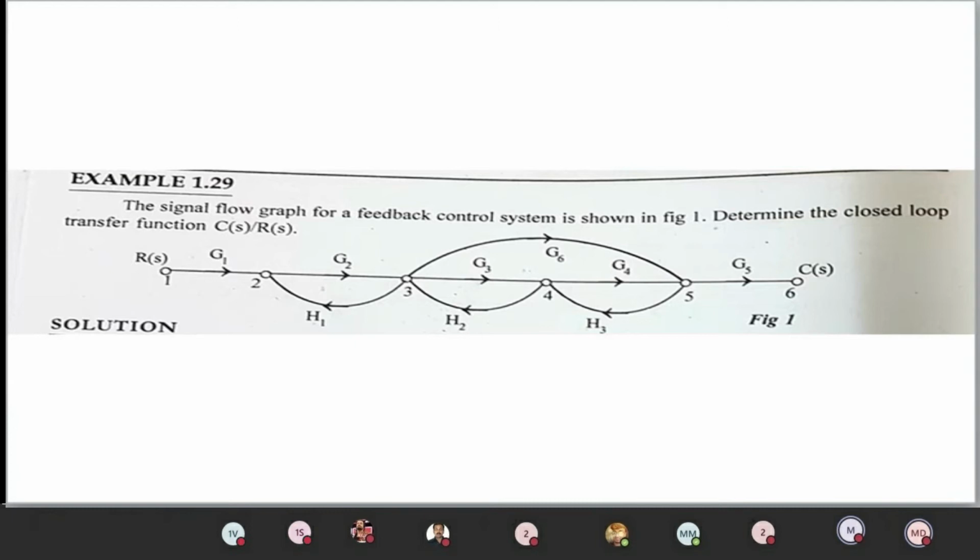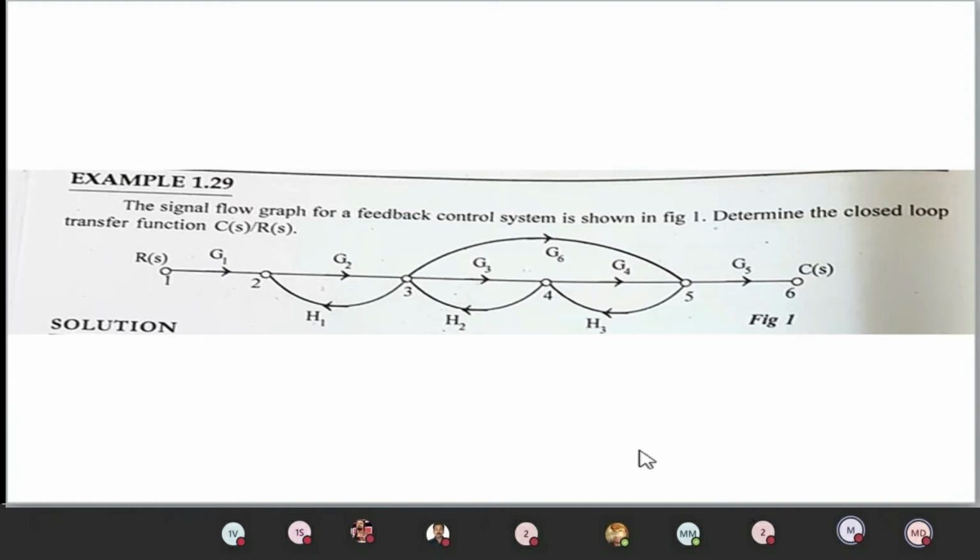Okay, so you can understand from the problem, you have two forward paths: 1 to 2, 2 to 3, 3 to 4, 4 to 5, 5 to 6. This is forward path 1. 1 to 2, 2 to 3, 3 to 5, 5 to 6. This is forward path 2. Okay, so once again, you have two forward paths, right?